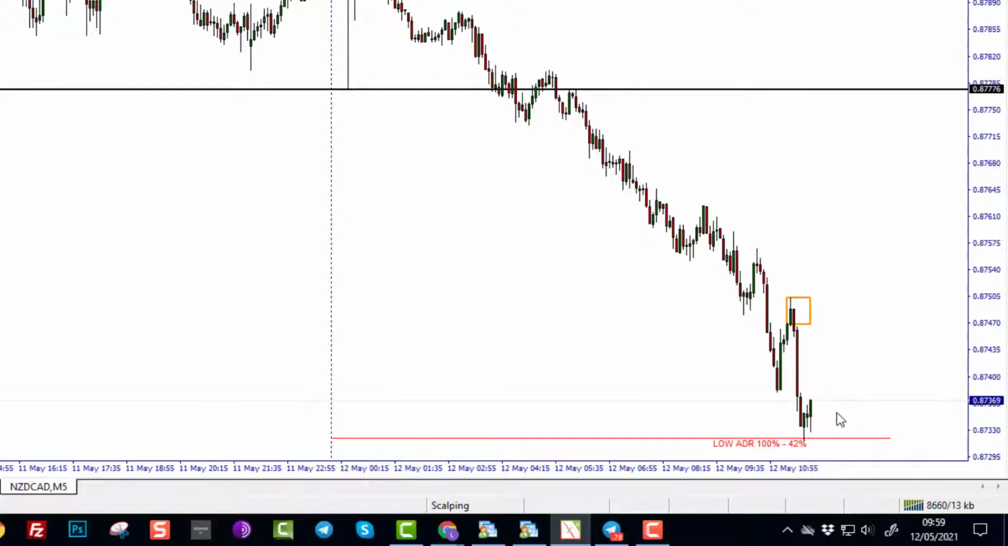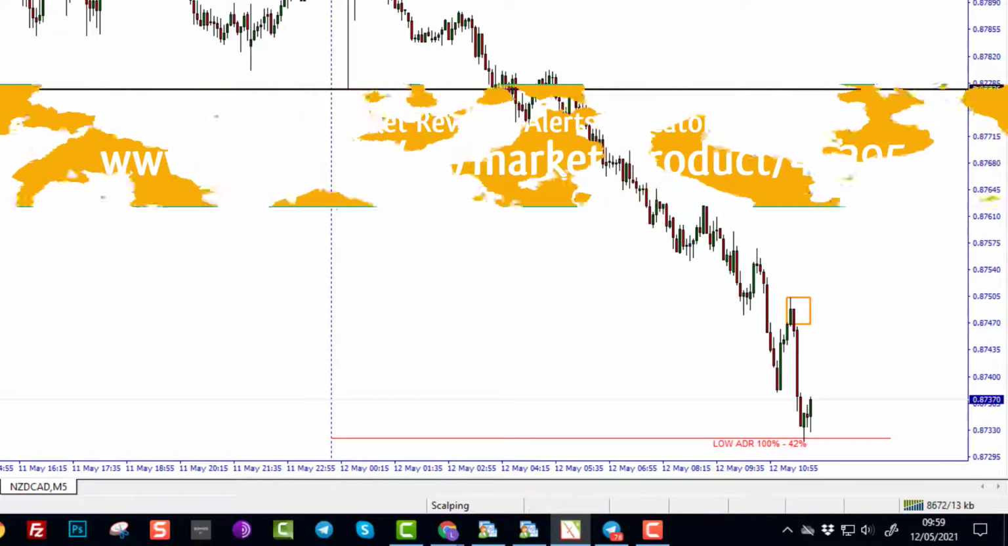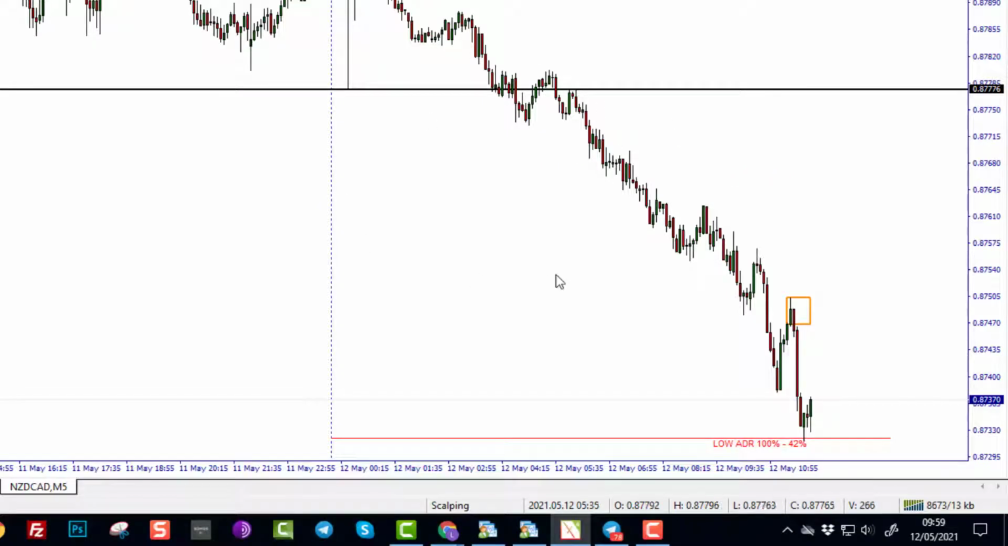from this current level. Now, the way that I use the ADR indicator is also combined with the market reversal alerts indicator, and I tend to take my trades on either M5 or on M1. So the M5 time frame I look at first of all. If I have a support rectangle drawn by the indicator, what will happen is obviously when it breaks above that, I will get an alert to take a long.